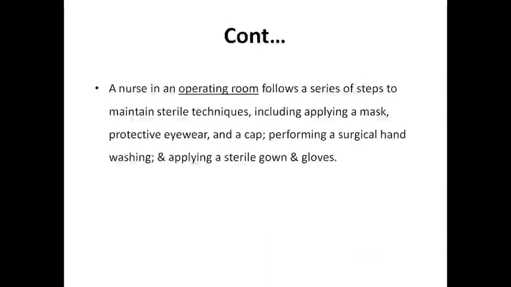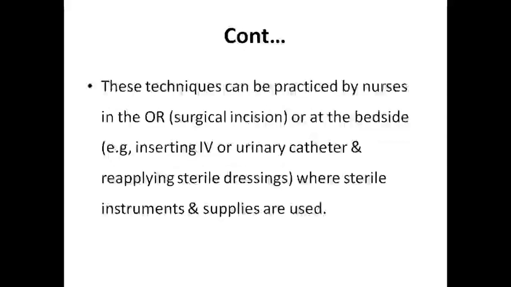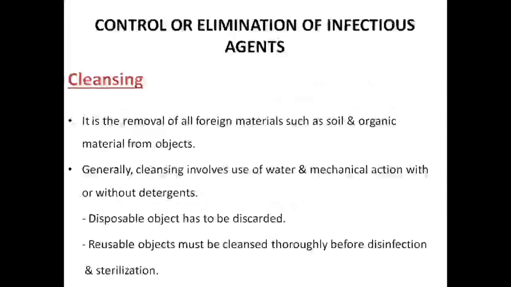A nurse in the operating room follows a series of steps to maintain sterile technique, including applying a mask, protective eyewear and a cap, performing a surgical hand washing, and applying a sterile gown and gloves. These techniques can be practiced by nurses in the operating theatre or at the bedside when inserting an IV or urinary catheter and reapplying a sterile dressing, where sterile instruments and supplies are used.